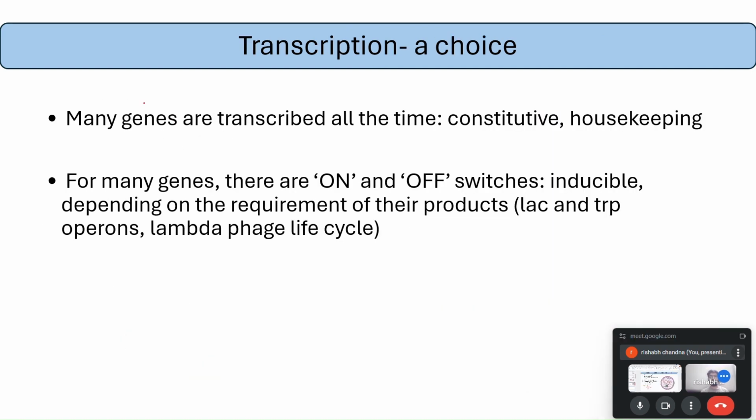So moving on, there are two kinds of genes present in our system, as transcription can be a choice or a necessity. Many genes are transcribed all the time; these are called constitutive genes or housekeeping genes. For example, we have the P53 protein, whose gene is TP53, and this gene is constitutively expressed.